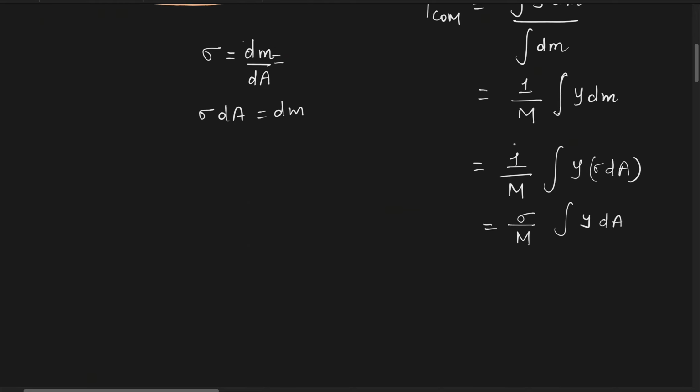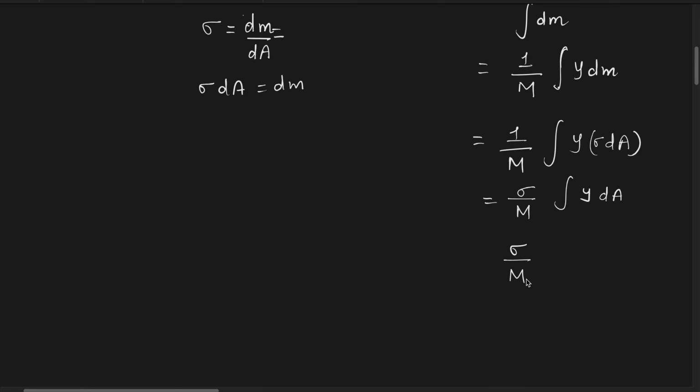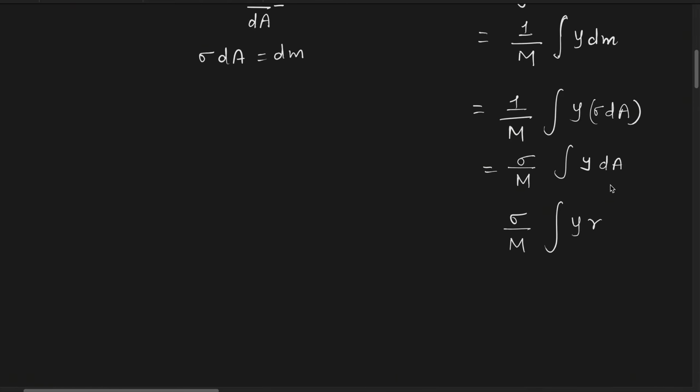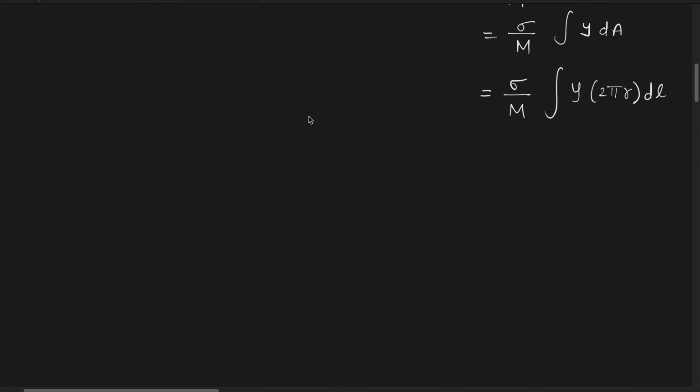But dA is nothing but 2 pi r dl. So sigma by M times the integral of y into 2 pi r dl. Sigma is outside, and dA can be written as 2 pi r into dl. So let me write it properly. Y_COM equals sigma by capital M times the integral of y into 2 pi r dl. The 2 pi can be taken outside, and we have the integral of r y dl.